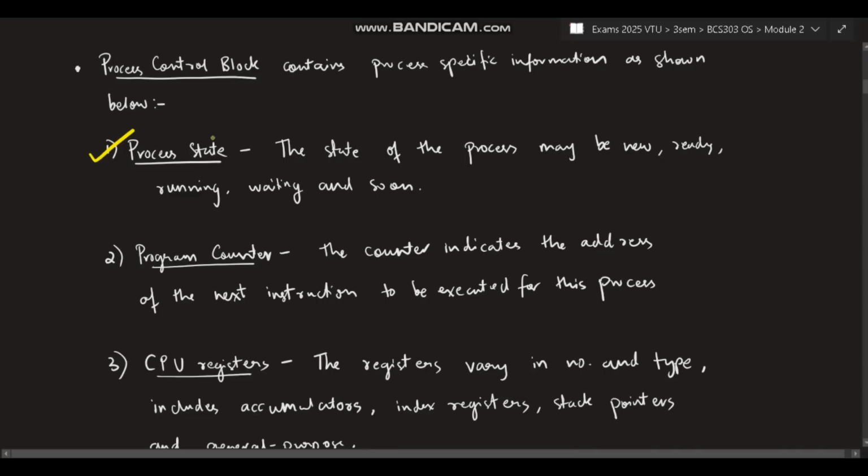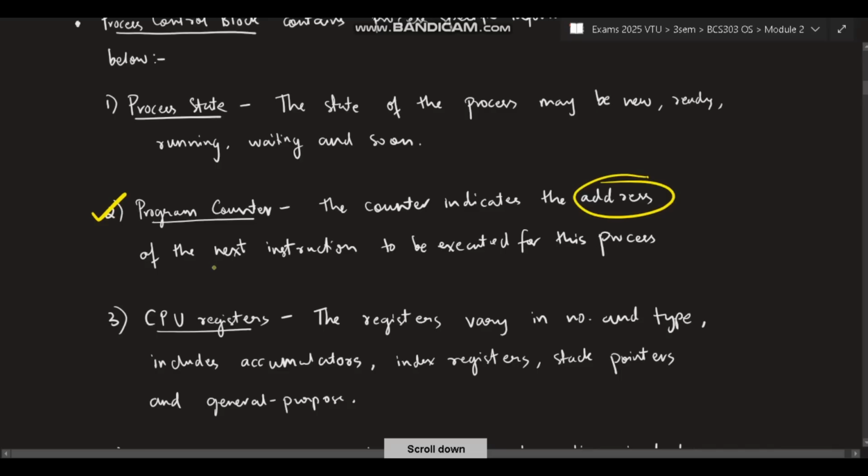First is the process state, which is the state of the process, whether it is in the new state, ready state, running, waiting, or terminated state. Which of these states it is present in is called the process state, and this information will be there in the process control block. Second is the program counter, which tells where the program is currently executing and which is the next instruction to be executed, the address of the next instruction. So the program counter always has the address of the current instruction as well as the next instruction.